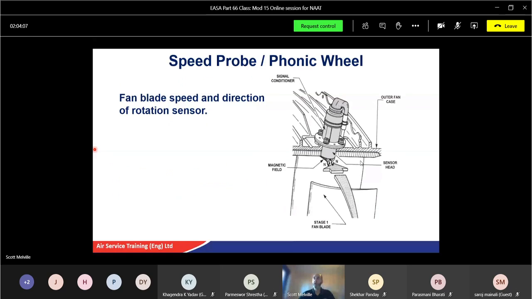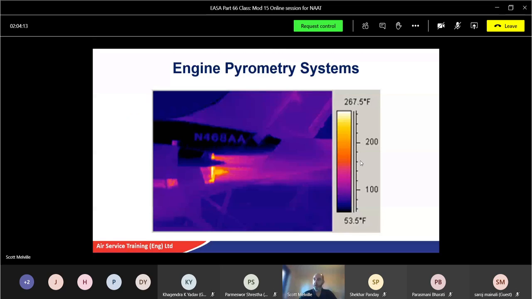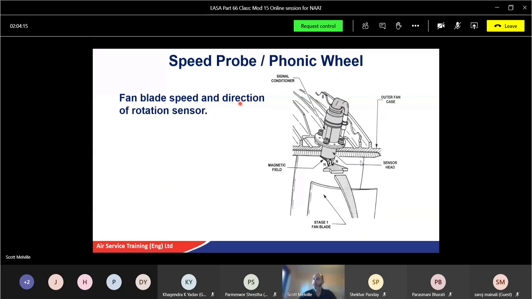Now, fan blade speed and direction and rotation sensor. Okay, again, just an example there. So there you go, fan blade speed and direction. So you can get combined versions. You've got signal conditioner, there's the case, there's the head, you'll get a magnetic field. And again, if it's going the right way, it'll give you the right rotation as well. Example.